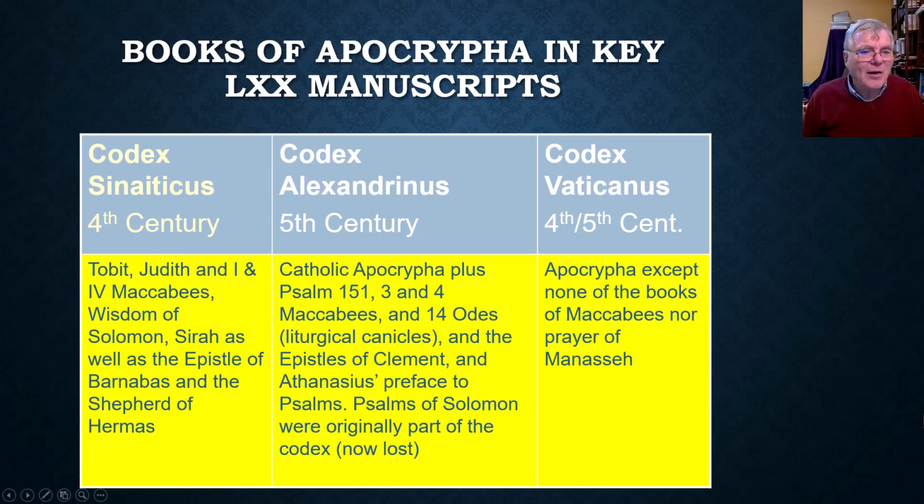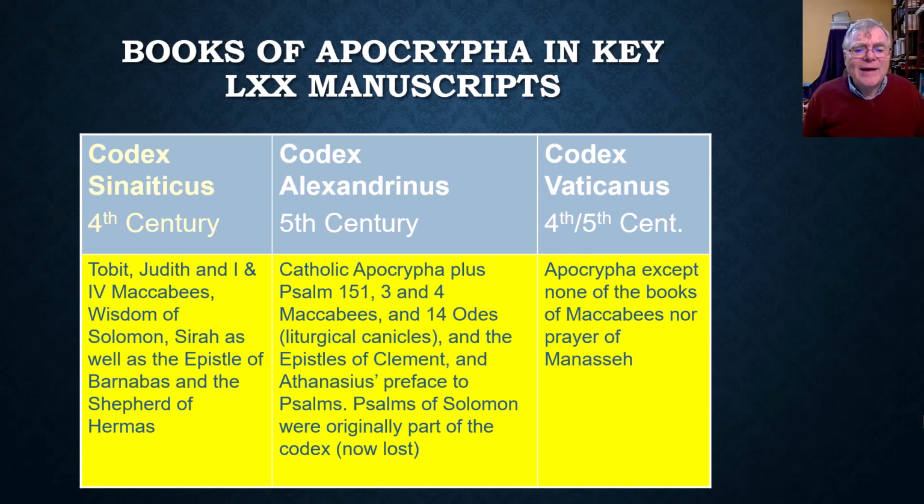Here's a little bit more detail on books of the Apocrypha in some important Septuagint manuscripts. You have Codex Sinaiticus, which was produced in the 4th century. And it also has the New Testament. It's important for New Testament textual criticism. But in that manuscript, it has a number of books of the Apocrypha: Tobit, Judith, 1st and 4th Maccabees, the Wisdom of Solomon, Sirach. It also has some church father writings, the Epistle of Barnabas and the Shepherd of Hermas.